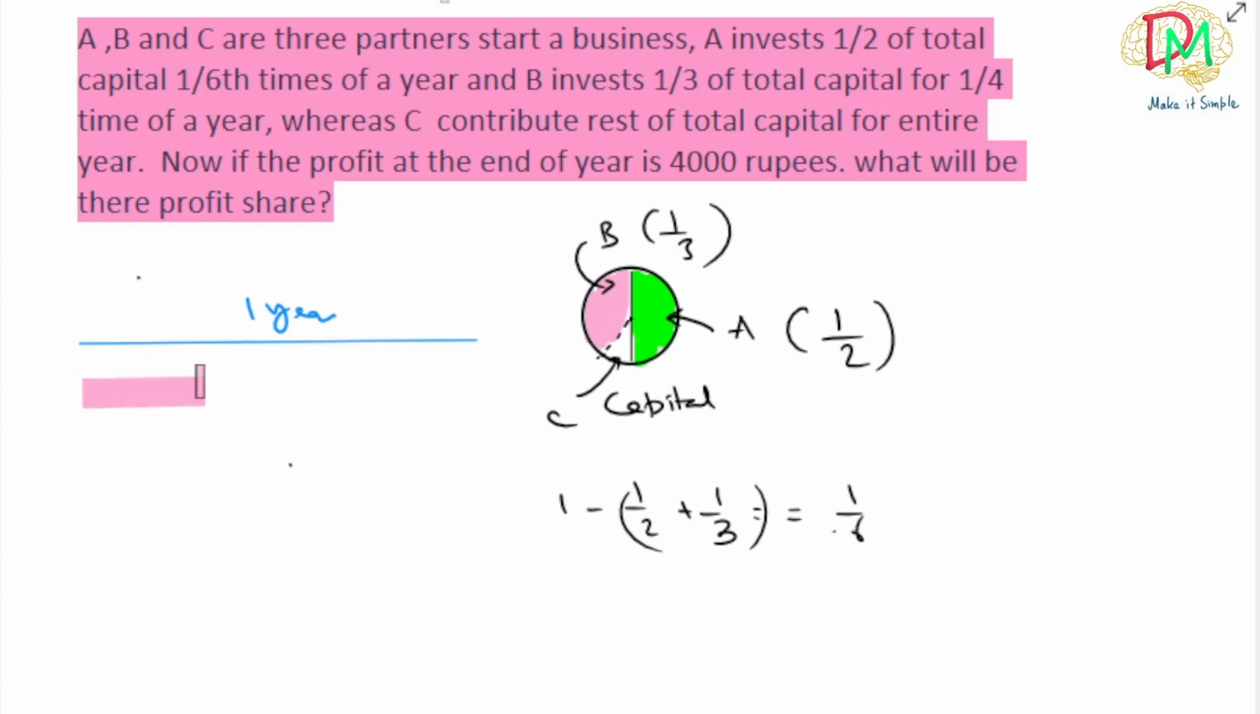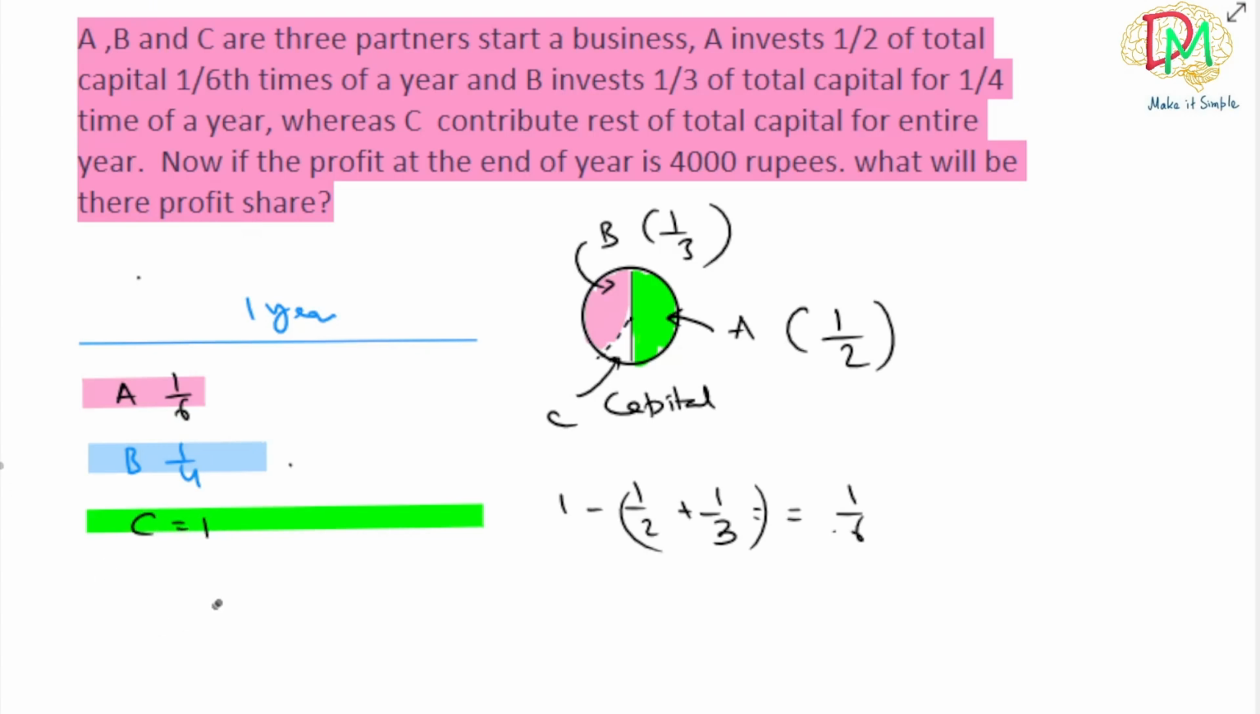A invested for 1/6 of the time, and B invested for 1/4 of the time, and C invested for the entire year. C will be the 1 entire year part.